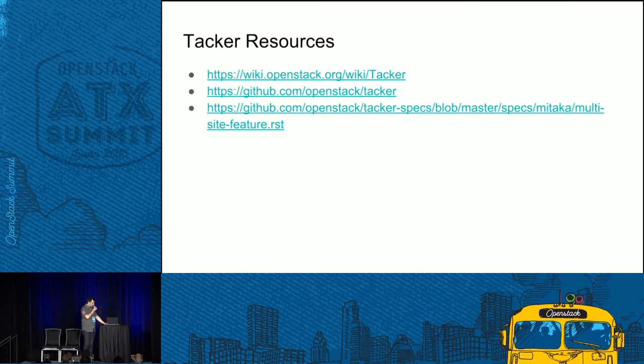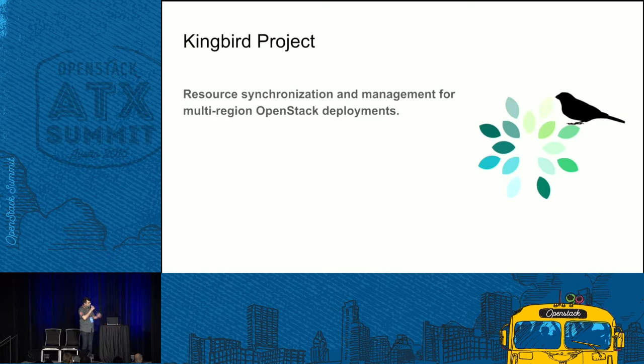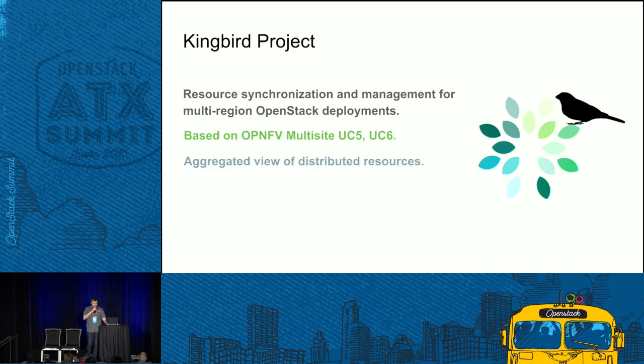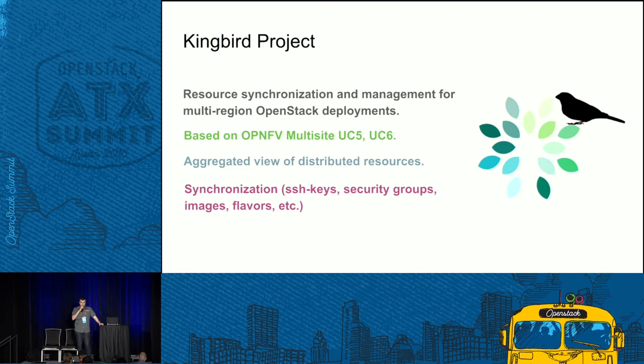Right, so we'll continue with the second project, which is called Kingbird. It's a new OpenStack project that provides resource synchronization and management for multi-region deployments. Basically, it represents a reference implementation of some of the use cases we have identified in OPNFV multi-site. Our intention is to provide first an aggregated view on distributed resources. So if I have VMs in region 1 and VMs in region 2, I want to be able to get an aggregated list of those VMs with one single call.